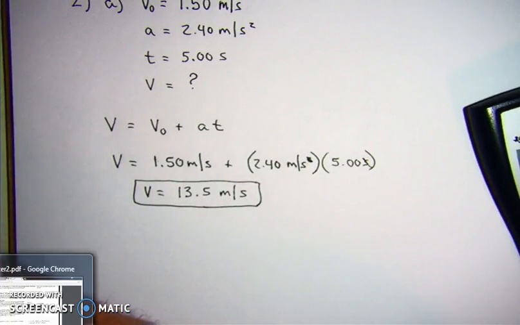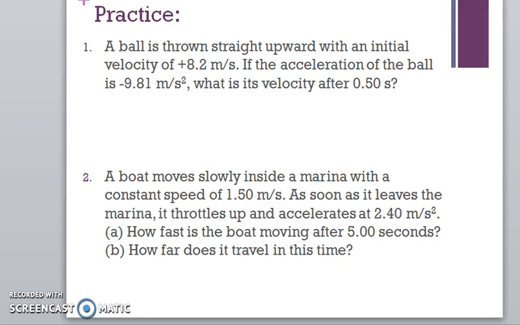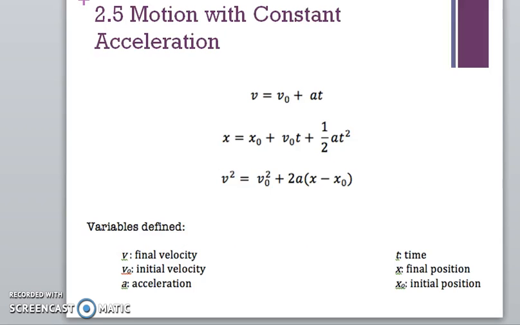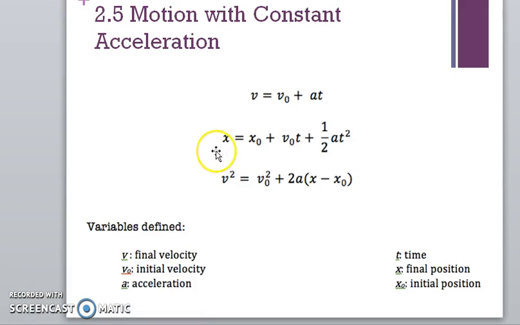If we look back at part B, it says, how far does it travel in this time? Alright, so look back at these equations, and you can see that was the one we just used, and now we're looking for how far it travels in this time. So we're looking for a distance. Well, you have either this one or this one to use, because we're solving for distance.